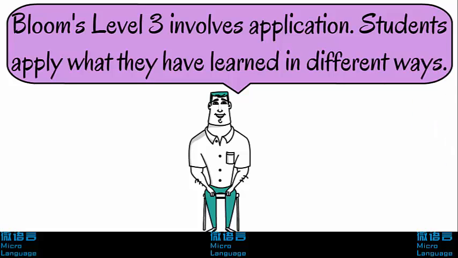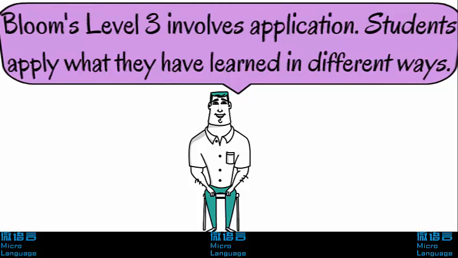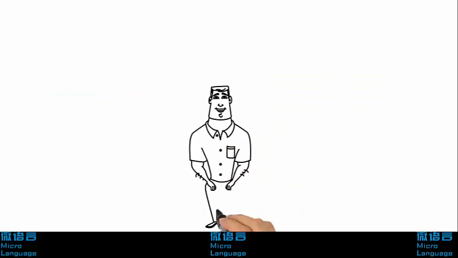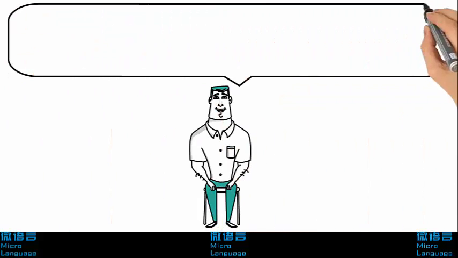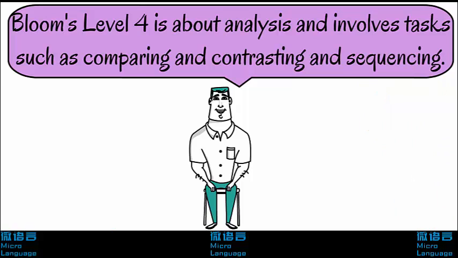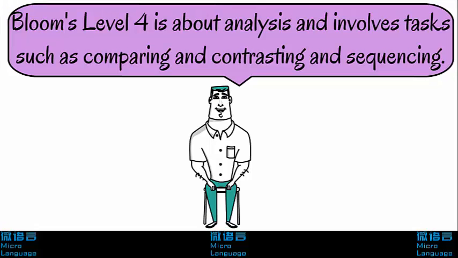Students are learning to solve problems by using previously learned information in a different way. We may use scaffolding and word banks to help students build, choose, organize, plan, select, solve, and identify. At level 4, we have analysis. We may ask students to classify, contrast, compare, categorize, or sequence at this level.